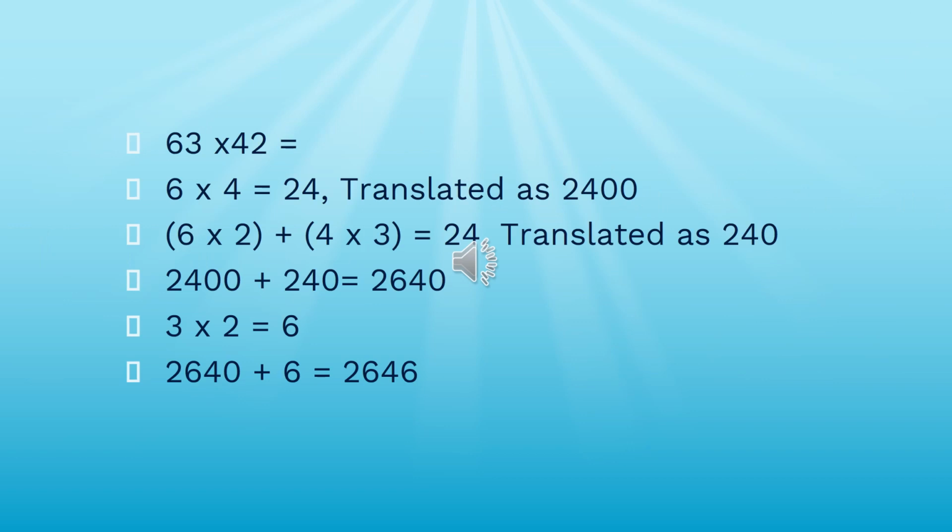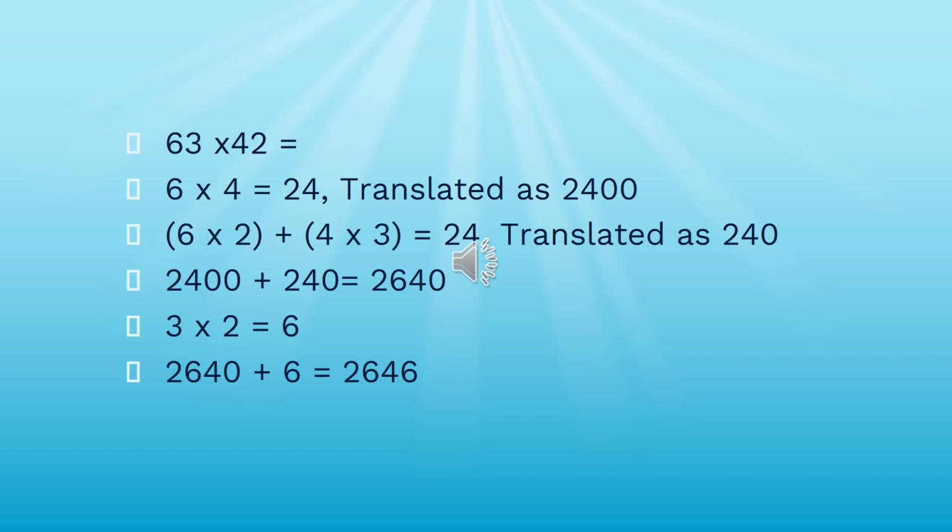For our next example, we have 63 times 42. First is to do the vertical multiplication, which is to multiply the first digits, 6 of 63 and 4 of 42. 6 times 4 is 24. That should be translated as 2,400, adding two zeros, since we are multiplying 2 by 2 numbers.